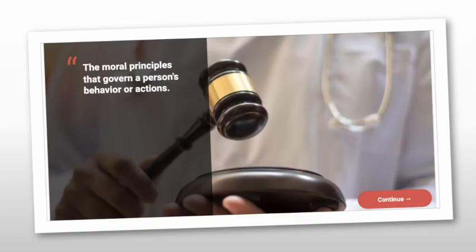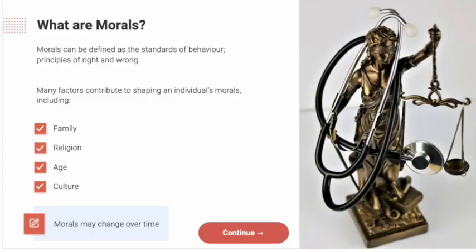It helps give a compass and some guidance into some very difficult decision making. The moral principles that govern a person's behavior or actions. So what are morals? Morals can be defined as the standards of behavior, principles of what is right and what is wrong. Many factors contribute to shaping an individual's morals, such as family, religion, age, culture. All of these can change over time as people develop more education, understanding or experience of the world.